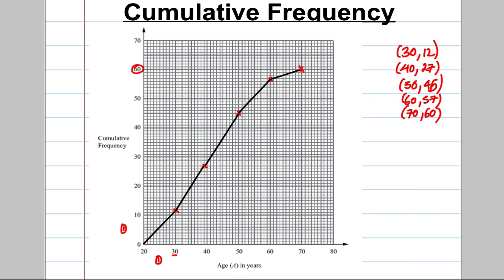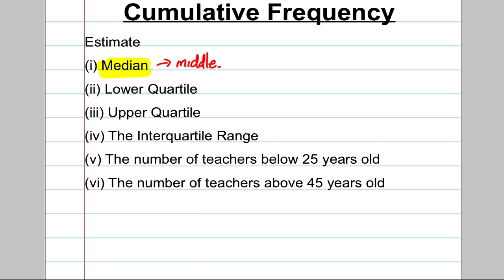So what you do, you must draw a line in doing this. You draw a line across from 30 teachers, and then you go down when you hit your cumulative frequency graph, and that looks like to me 41 years old. So the median from my graph is 41 years old.